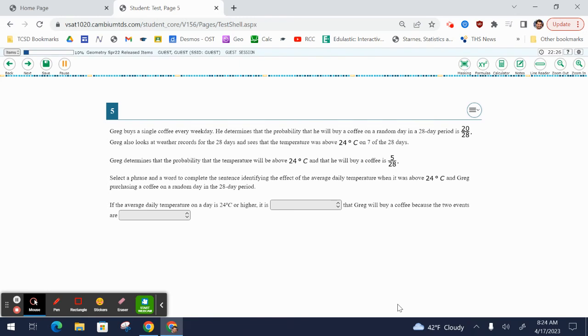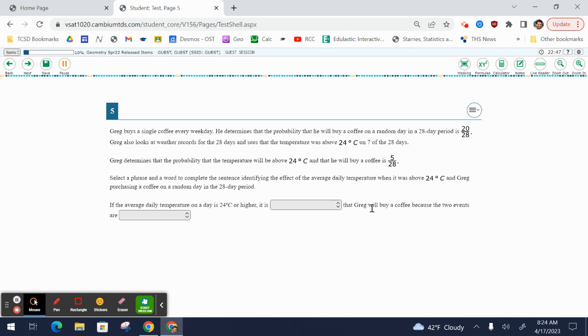Geometry OST Spring 2022 released items number 5. It says Greg buys a single coffee every weekday. He determines that the probability he will buy a coffee on a random day in a 28-day period is 20 out of 28. Greg also looks at the weather records for the 28 days and sees that the temperature was above 24 degrees Celsius on 7 of the 28 days.